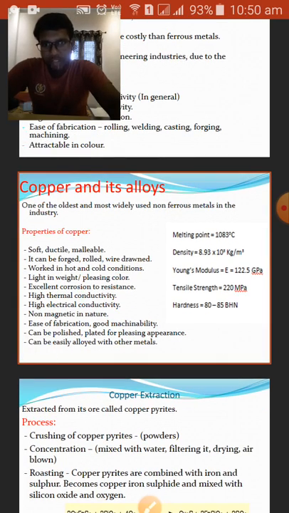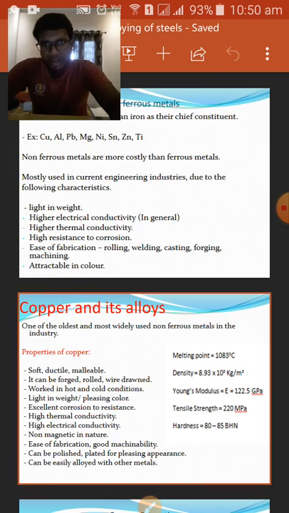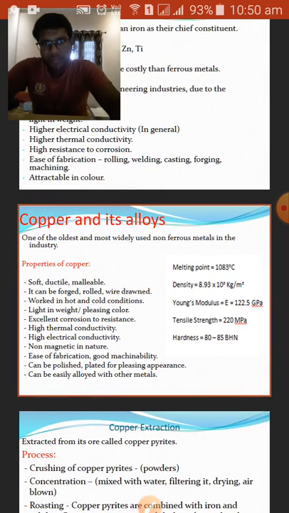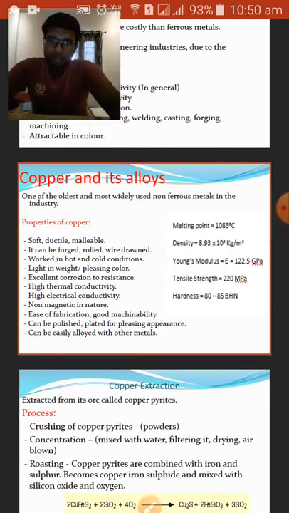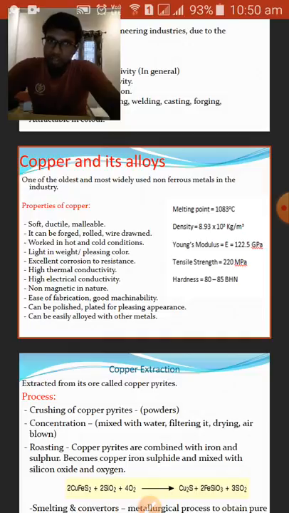Some of the properties of copper are that it is very soft, ductile and malleable. Ductility is the property of a metal which can be drawn into thin wires, and malleability is the property of a metal which can be drawn into thin sheets. So copper can be drawn into thin wires as well as thin sheets. It can be forged, rolled or wire drawn. That is the same as the ductility and malleability property.